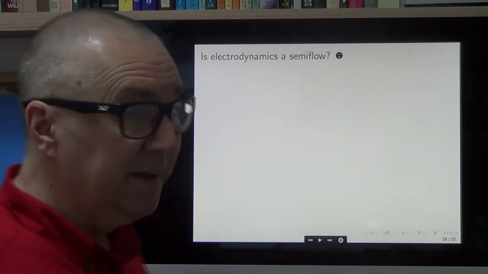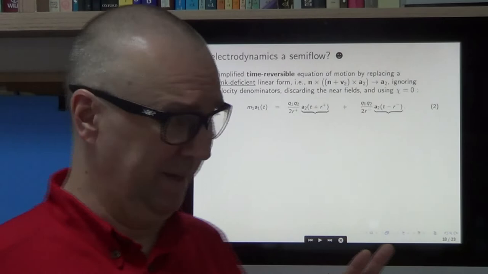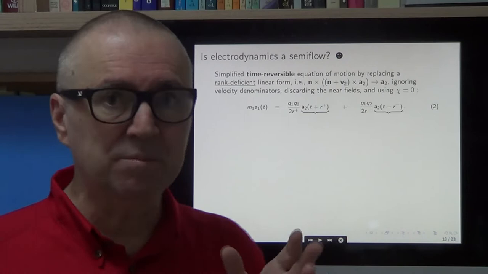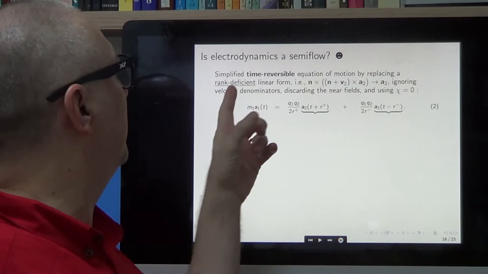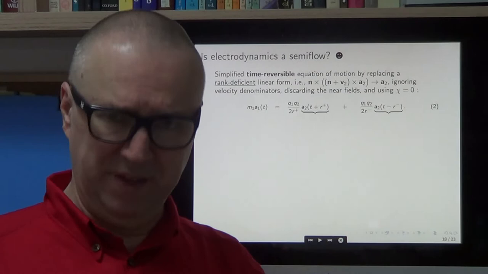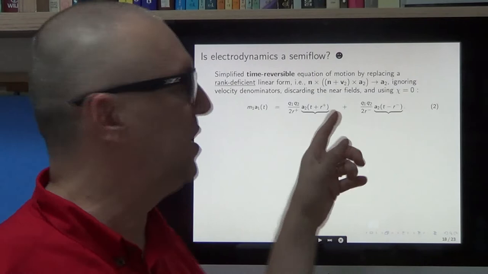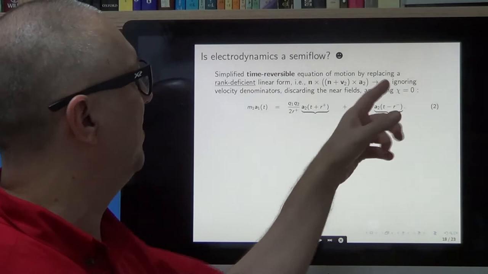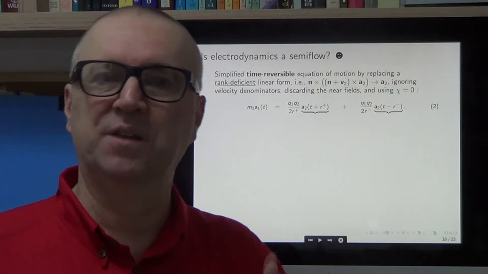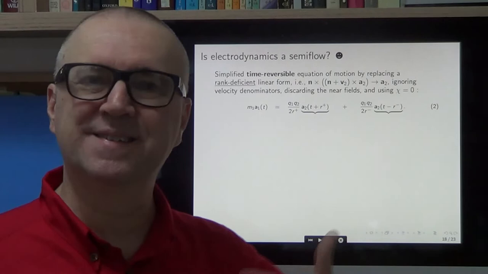Now, a question that I worked on during the pandemic. Is electrodynamics a semiflow? Let me give you a simplified time-reversible equation of motion by replacing a rank-deficient linear form, the acceleration term of the Liénard-Wiechert potentials, which is a triple product that is linear in the acceleration, but it is a linear form which is rank deficient because of the vector product. So let me just say I ignore it for a second and I replace it by the acceleration just to see what happens. And also ignore the velocity denominators, just for now, to explain things to you. And also I discard the near fields. I can keep everything if you want, but let's say we're going to do this.